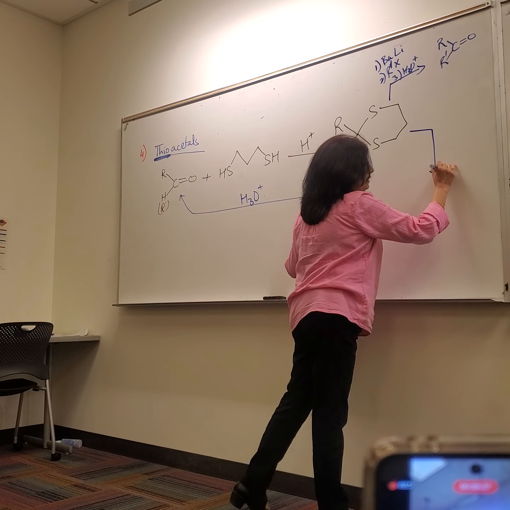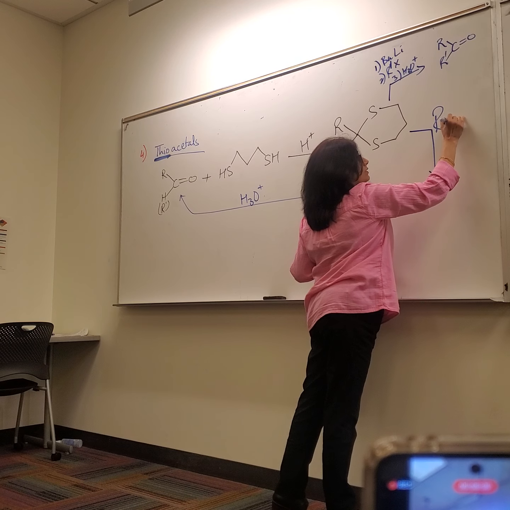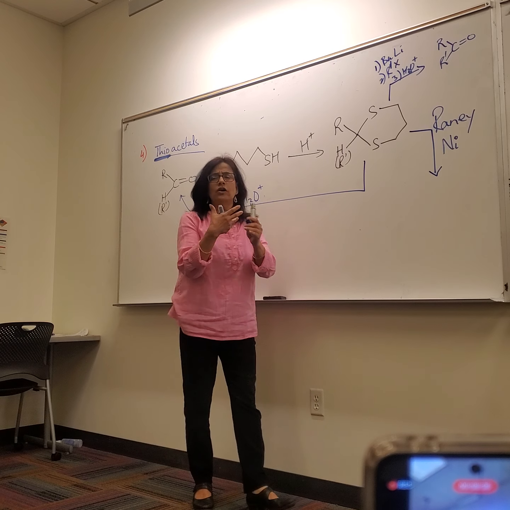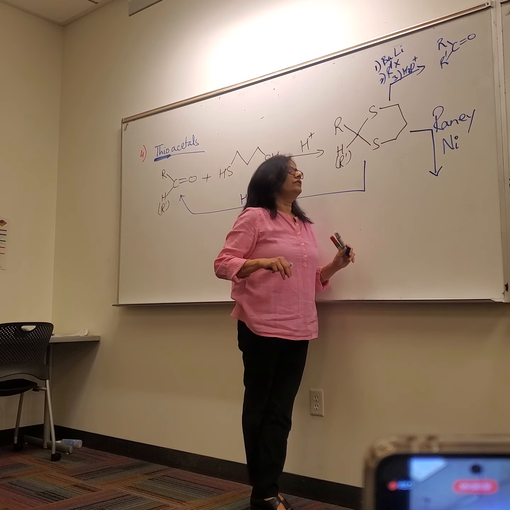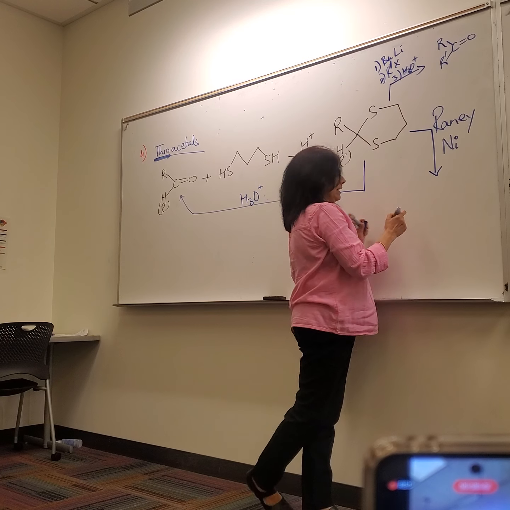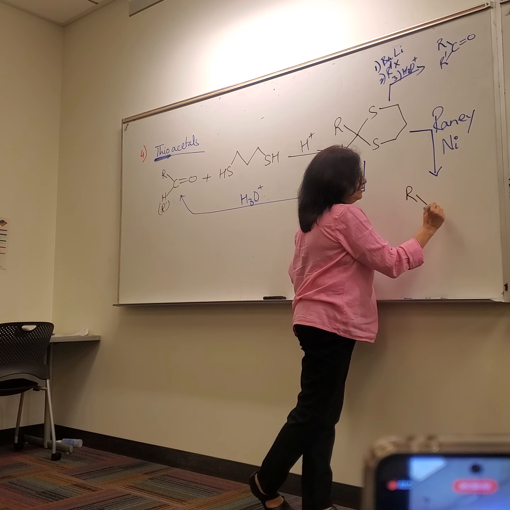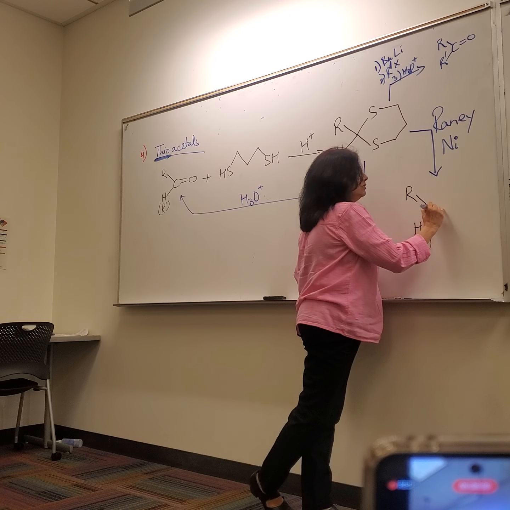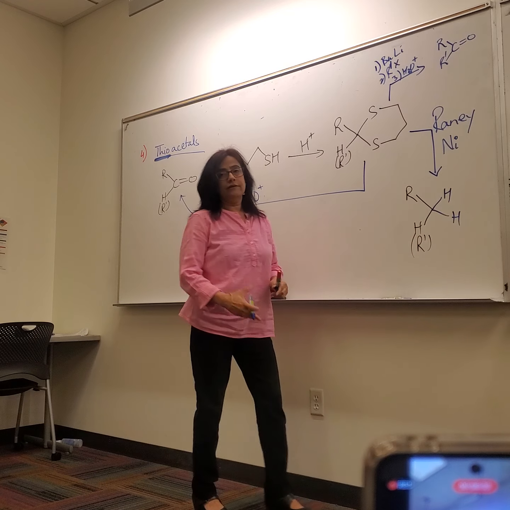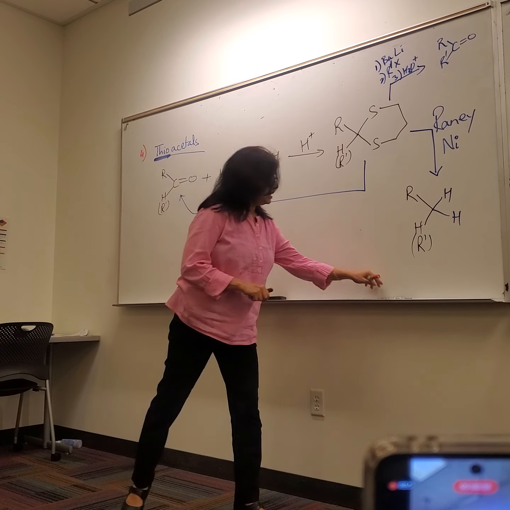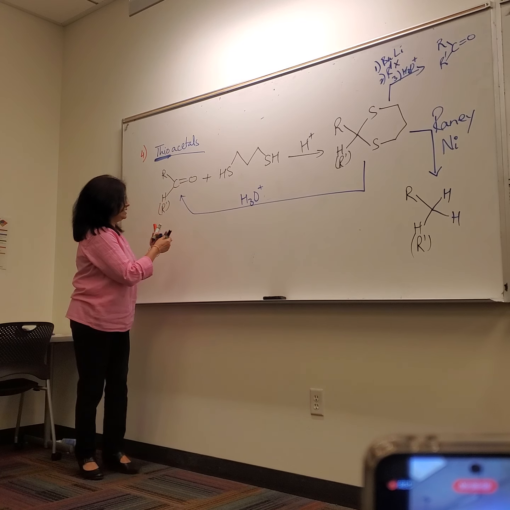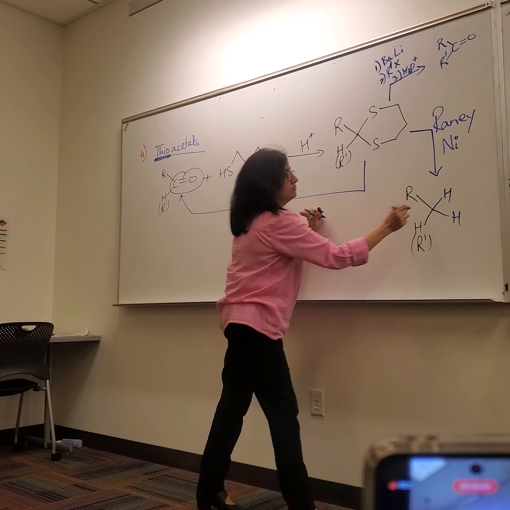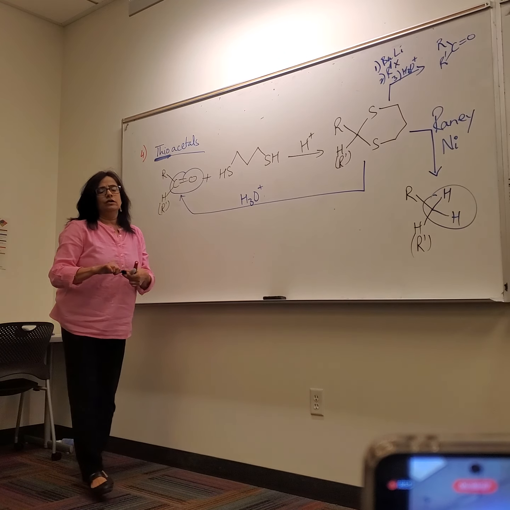But there's one other thing they can do, which is if you treat it with something called Raney nickel. It's basically nickel metal with certain groups on it to control the reactivity of nickel itself as a catalyst. It basically converts the aldehyde or ketone, whatever that is, into an alkane. So the C double bond O becomes CH2.